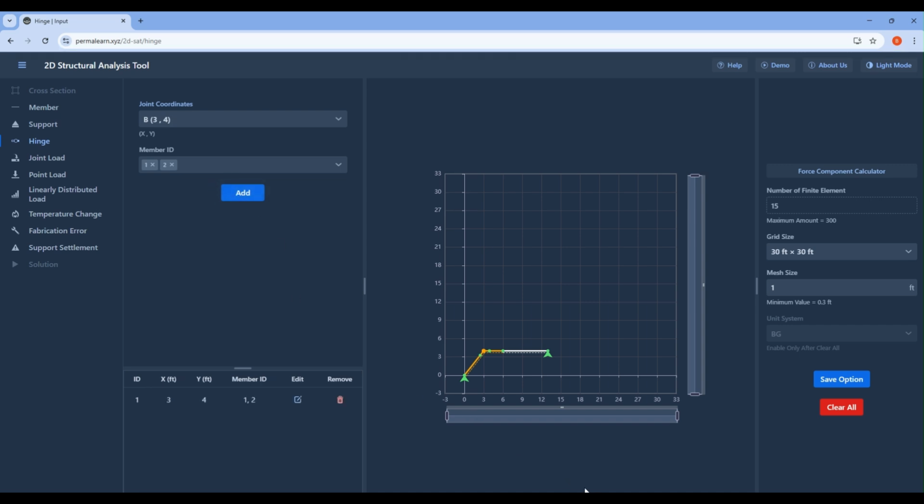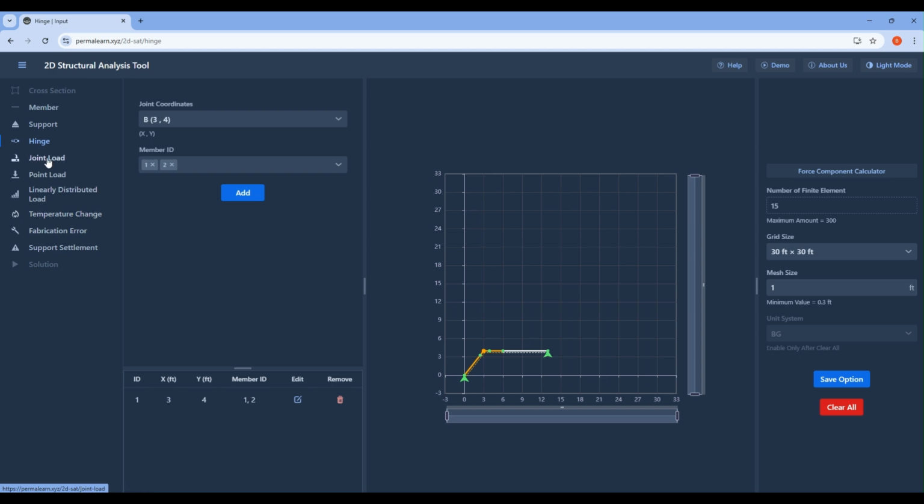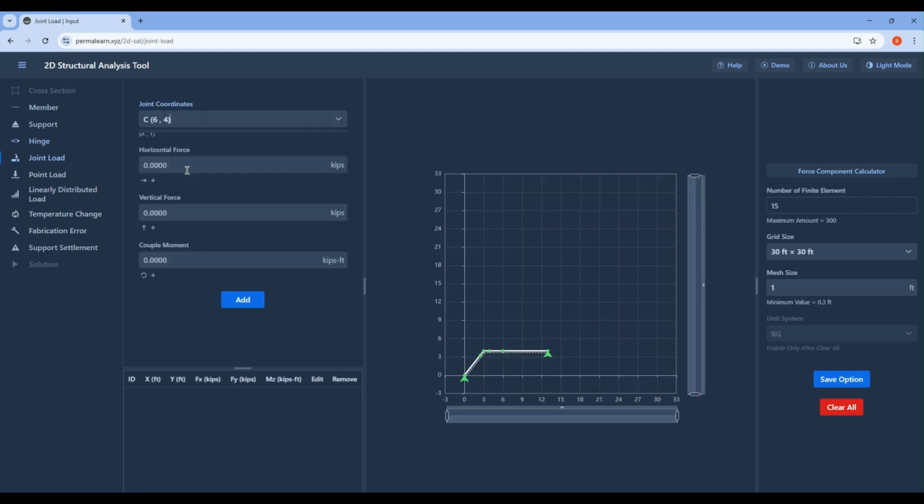And now let's add the external load or couple moment. We have 20 kip feet at point C as a clockwise. So at point C, we add couple moment negative 20.